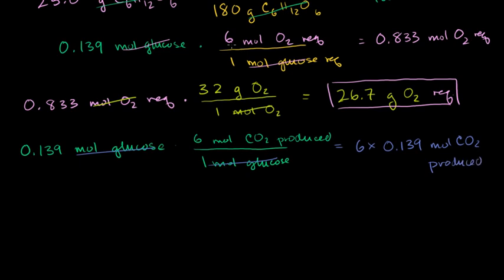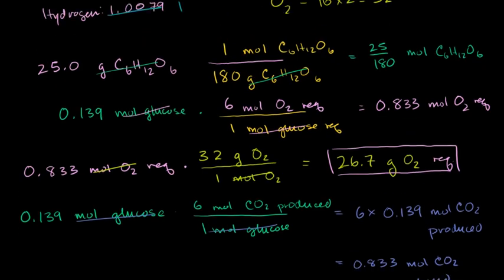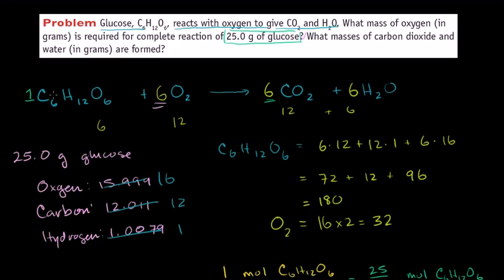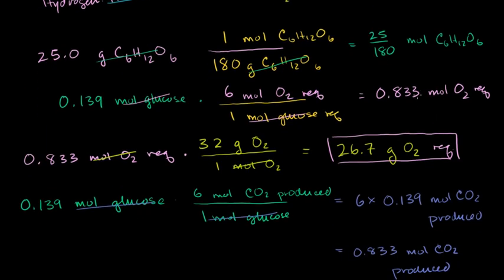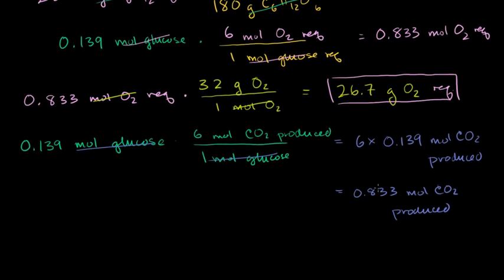And we know what that is. We already multiplied 6 times 0.139 before. This is going to be equal to 0.833 moles of CO2 produced. We've already done that calculation. And we see over here, for every 1 mole of glucose, 6 moles of this, 6 moles of this, and 6 moles of that. So that's why we had the 0.833 moles of oxygen, and we're also getting the 0.833 moles of carbon dioxide.